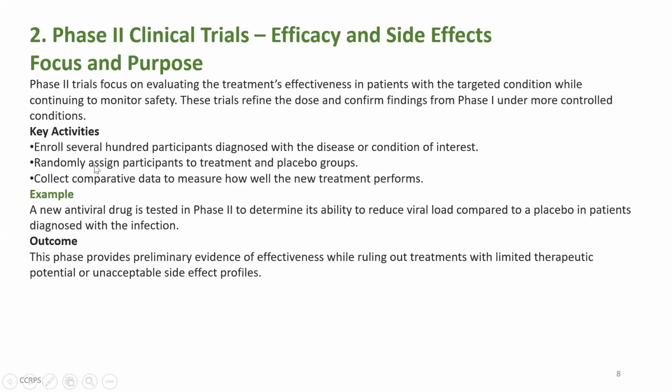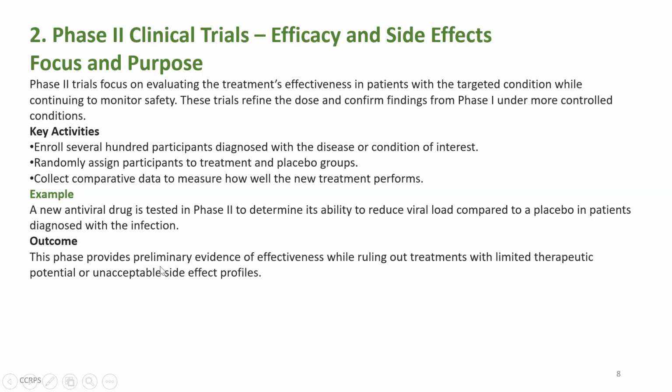Key activities: enroll several hundred participants diagnosed with a disease or condition of interest. Randomly assign participants to treatment and placebo groups. Collect comparative data to measure how well the new treatment performs. Example: a new antiviral drug is tested in phase 2 to determine its ability to reduce viral load compared to a placebo in patients diagnosed with infection.